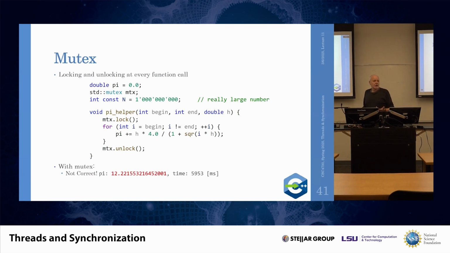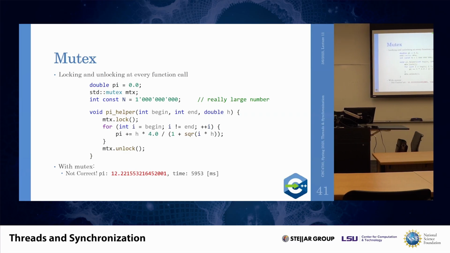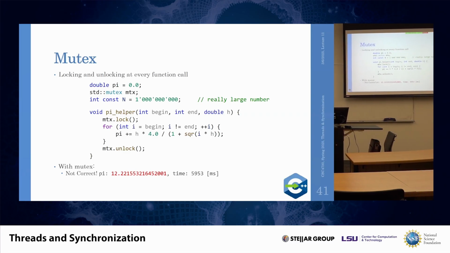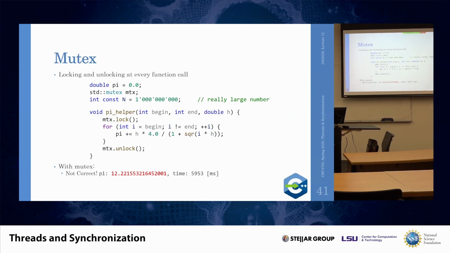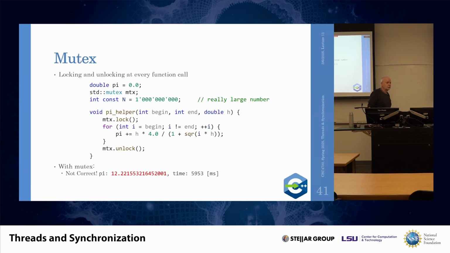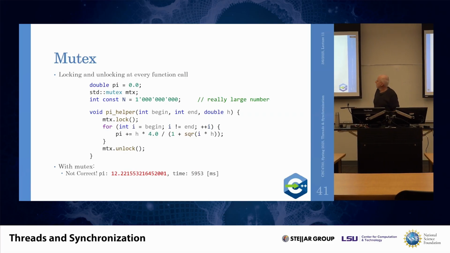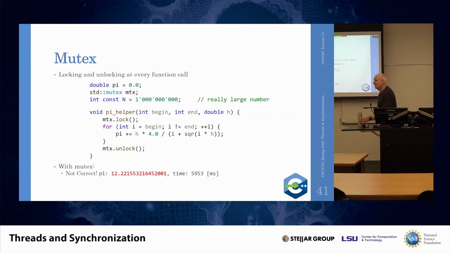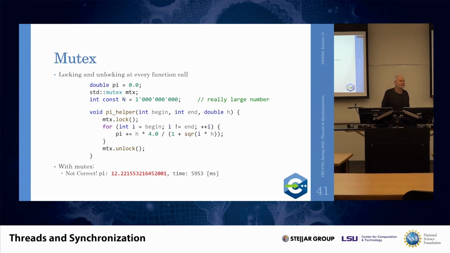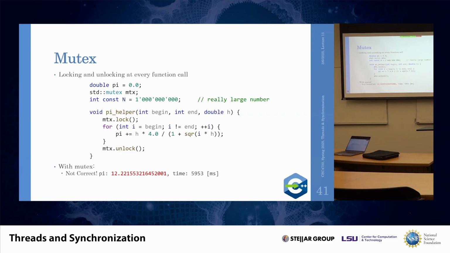Another problem, as a side note: just for the sake of it, I increased the number of intervals to 1 billion. And now I get a pi which is around 12 point something. Anybody know why that's happening? Any idea? I accidentally ran into that, so I thought I'd show you in the lecture.